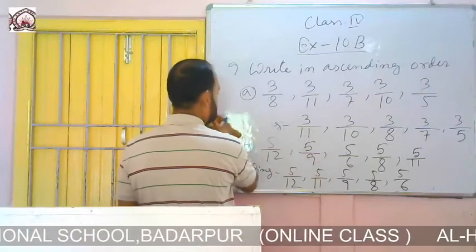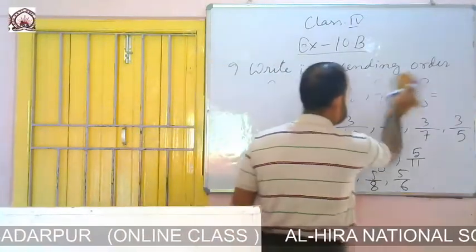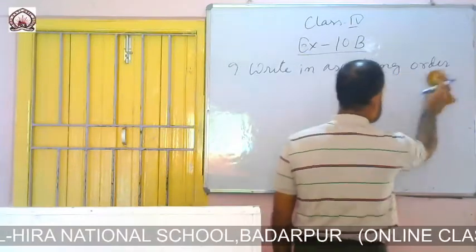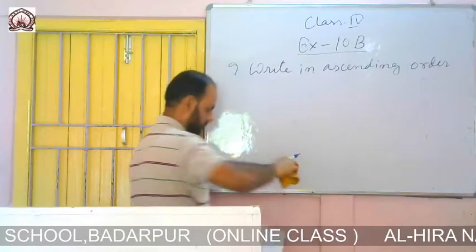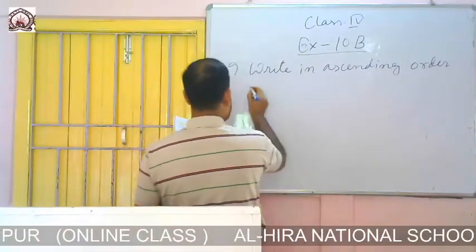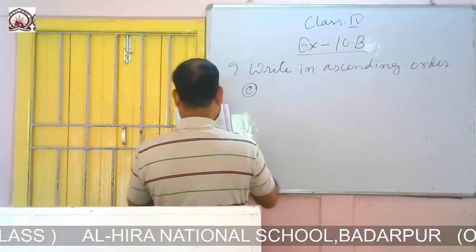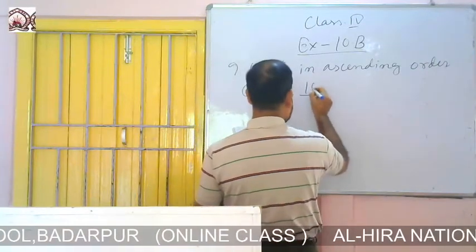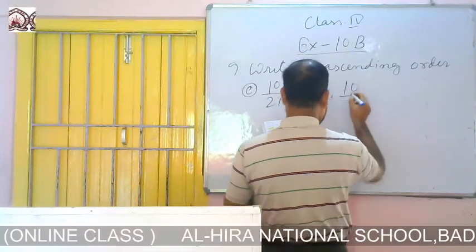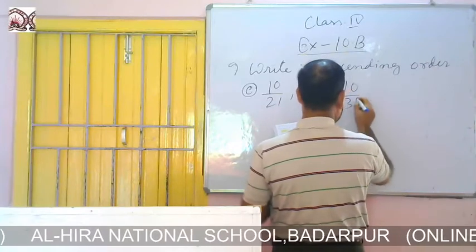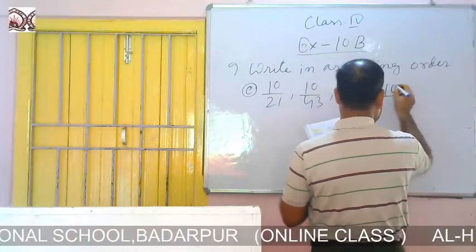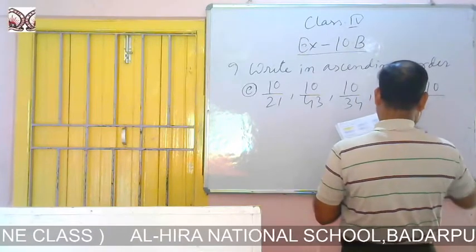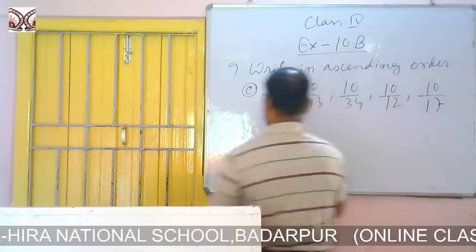Next question, question number C: 10 by 21, 10 by 43, 10 by 34, 10 by 12, 10 by 17. Ascending order.